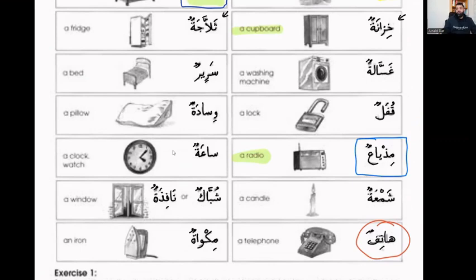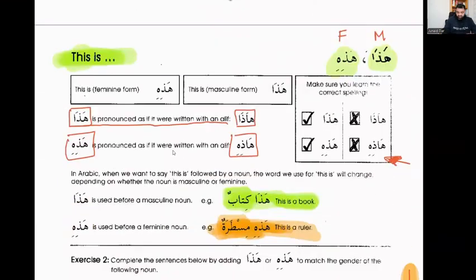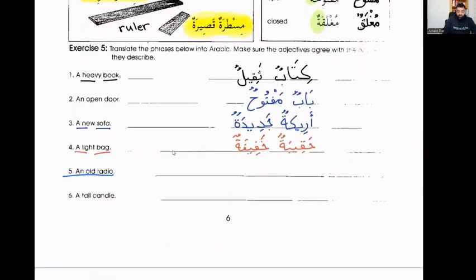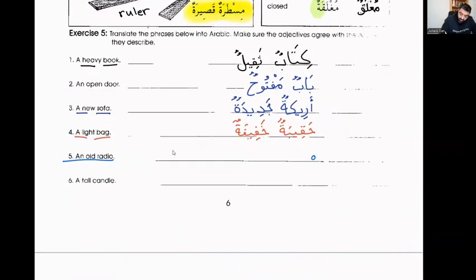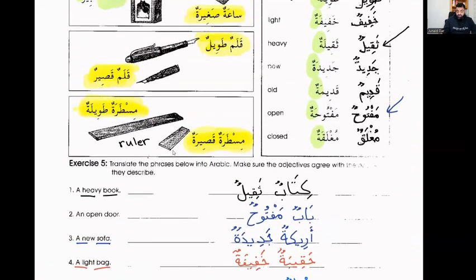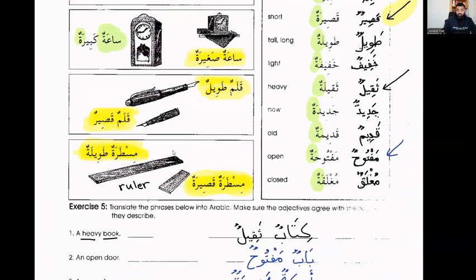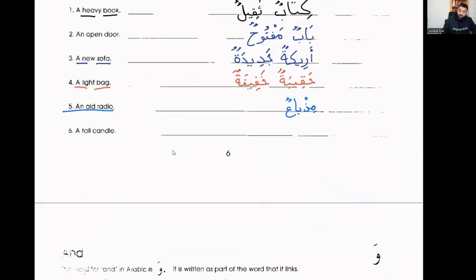So midya'un. Yeah, so let's go to the bottom and write that in. So we said what? And I want the word for old. Qadimun. Yeah, good. Qadimun.